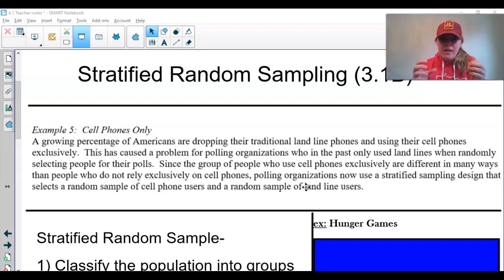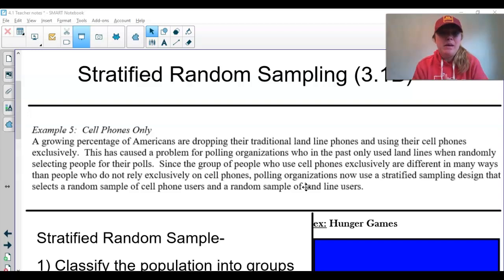So what they would do then, in example 5, is there'd be 2 hats. Instead of interviewing 100 people from one hat, we would take 50 people out of the traditional landline hat. We'd pull out 50 random phone numbers from this hat. And then we'd go to the cell phone hat, pull 50 random cell phone numbers, and interview those people. This is so we don't have any undercoverage bias, missing out on that population of people that only have that cell phone.